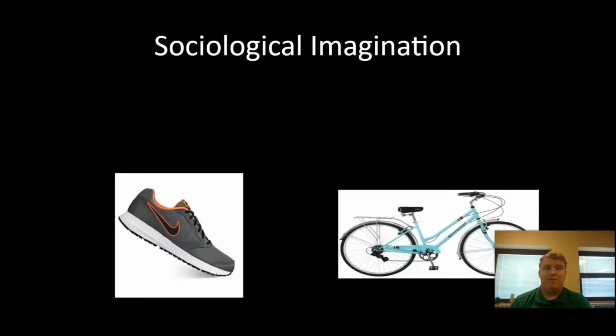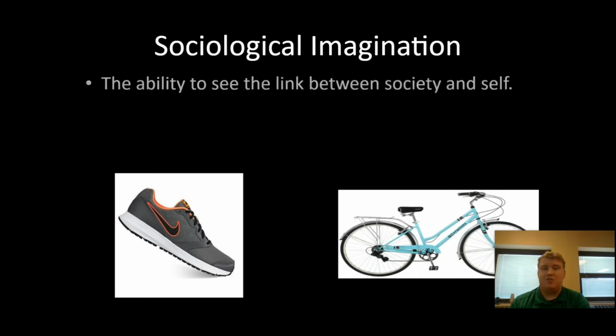Okay, moving a little bit further. So the big thing that we do is that we use something called the sociological imagination to think throughout all of society. And what the sociological imagination is, it's the ability to see the link between yourself and society. So I'll explain that a little bit further in the sense that you see something one way, but in society, we may see it another way.